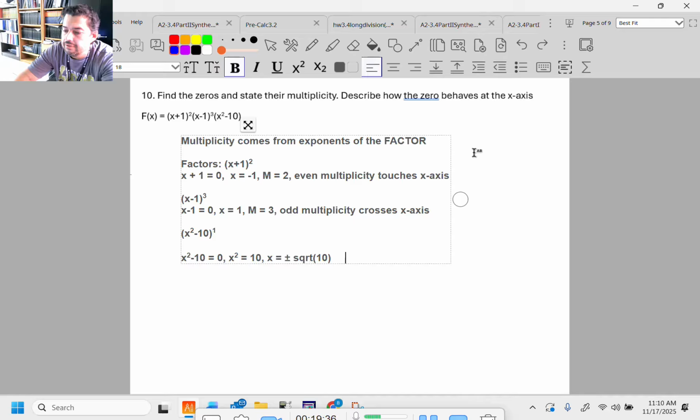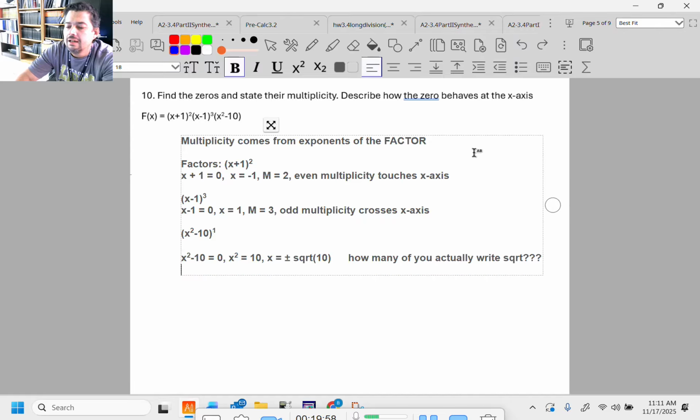It's going to be funny, like how many of you actually write squirt? You should not write squirt 10. Use the square root symbol. You know the square root symbol. If you write squirt 10, that tells me you don't know what the square root symbol looks like.